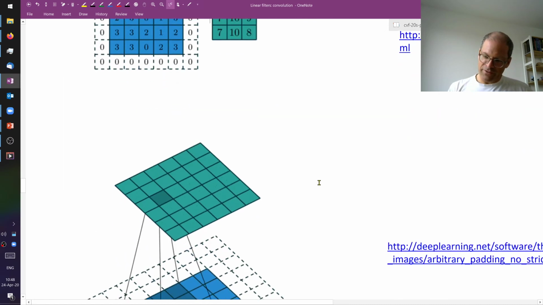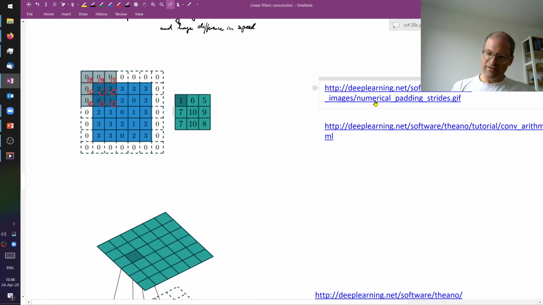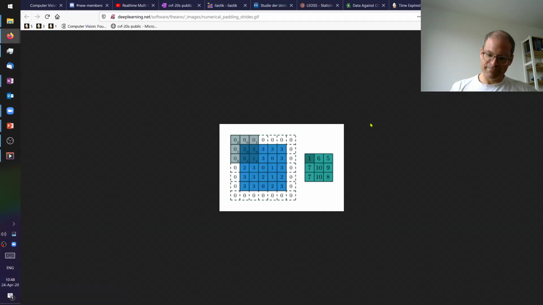Now, somewhere there is a pretty animation. Let's look at this. So if you implement convolution naively, no SVD decomposition, etc., this is how you operate. You do this pixel by pixel. All right.